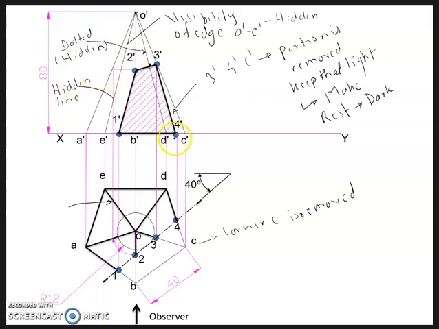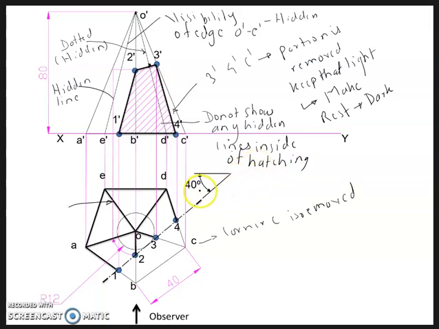Okay. Do not show any hidden lines inside of hatching. Okay. Alright, so all these things you should keep in mind and make the outline. Alright, so this is the final print.